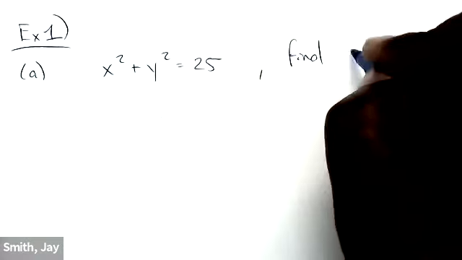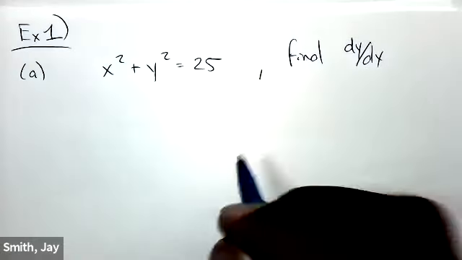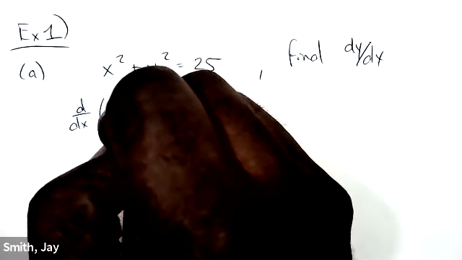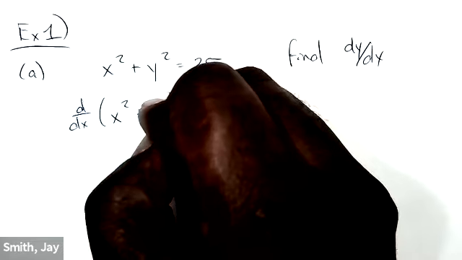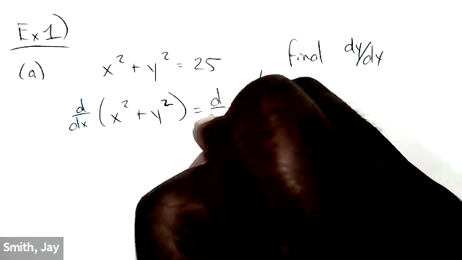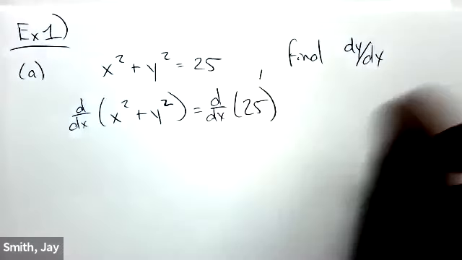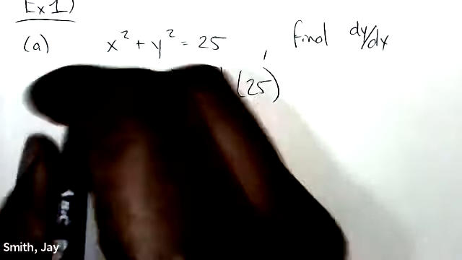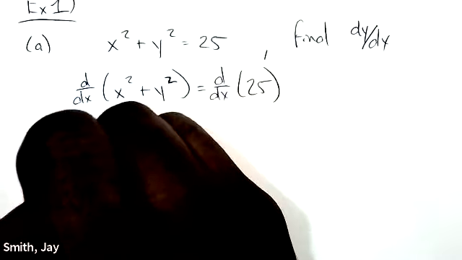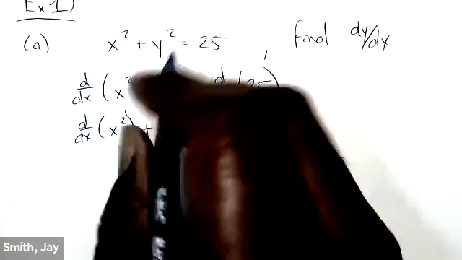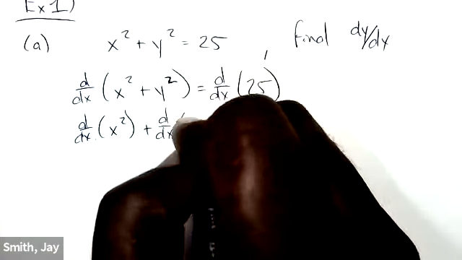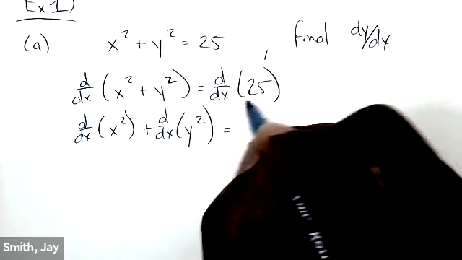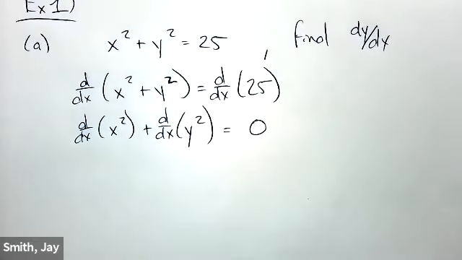Remember, we're looking for dy dx. First step, we're going to have to take the derivative with respect to x, or d/dx, of both sides of the equation. So we're looking for d/dx of x squared plus y squared, and that's still going to be equal to d/dx of 25. We can apply the sum rule, saying that the derivative of the left-hand side will be d/dx of x squared plus d/dx of y squared, or we can take the derivative with respect to x of each element on the left-hand side, and we know the derivative with respect to x of any constant is going to be 0.